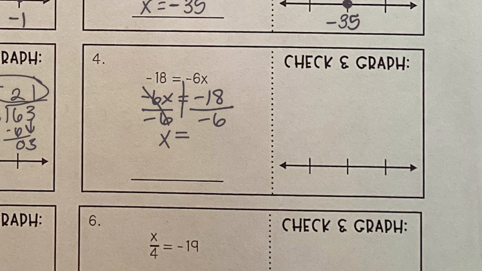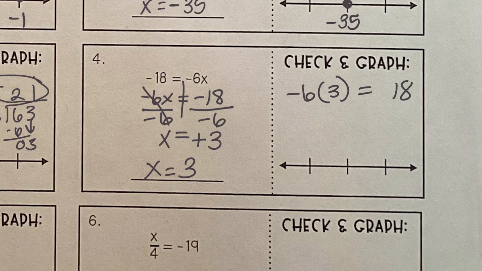And whatever I do on one side of the equation, I have to do on the other. So I'm going to divide by a negative 6 over here. A negative divided by a negative is going to result in a positive, and 18 divided by 6 is 3, because 6 times 3 equals 18. So x equals 3. I'm going to check my work by plugging in my value for x. Negative 6 times 3. 6 times 3 I know is 18, and a negative times a positive is a negative because my signs are different. So therefore my answer is negative 18.